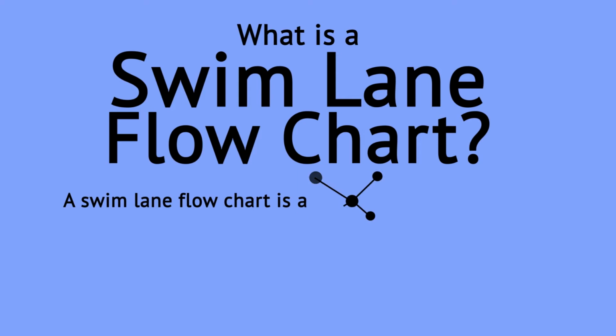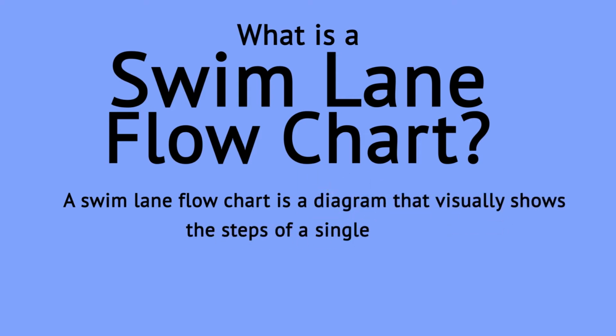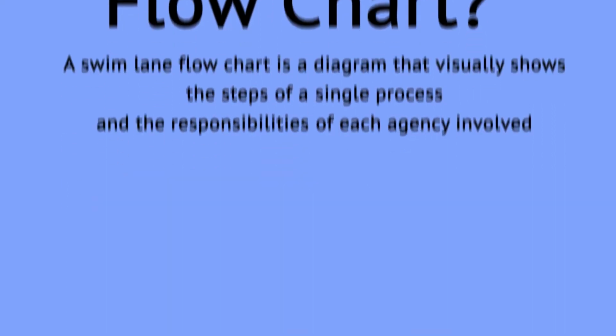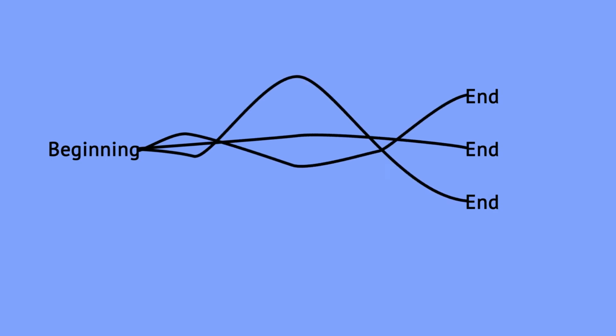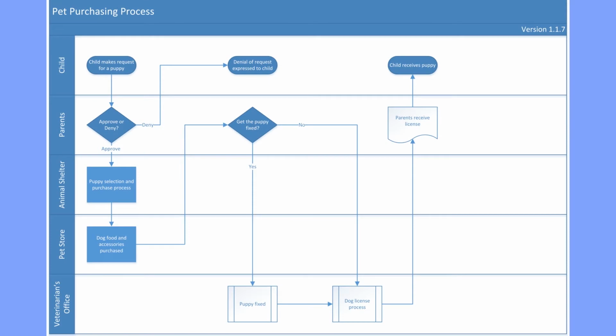A swim lane flowchart is a diagram that visually shows the steps of a single process and the responsibilities of each agency involved. It shows a clear beginning, all the possibilities for ends, and all the phases taking the process from beginning to end. Let's take a look at an example here.